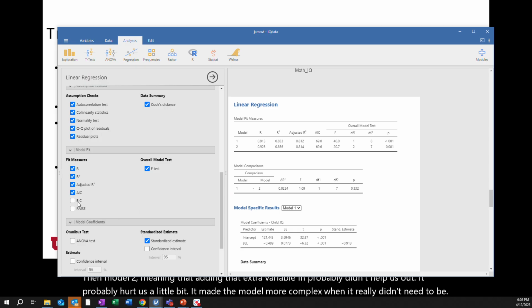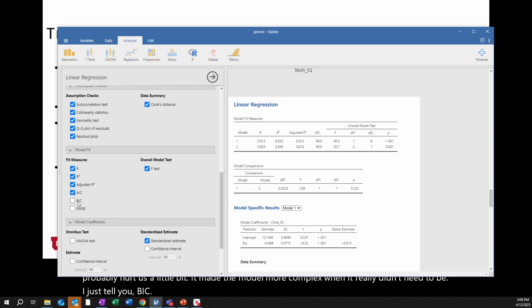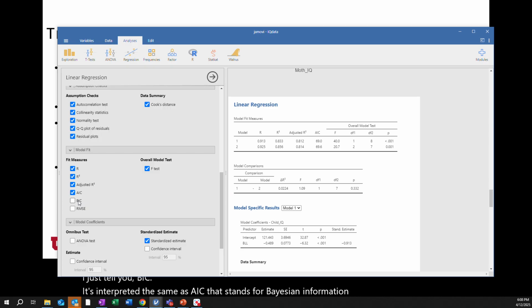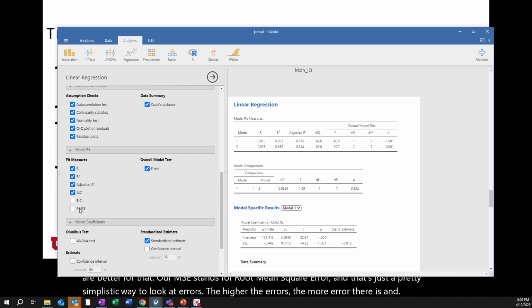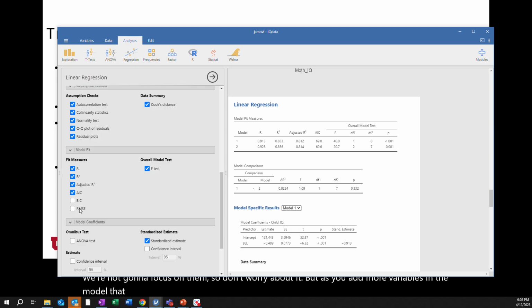I'll just tell you, BIC is interpreted the same as AIC. That stands for Bayesian Information Criterion. Lower values are better for that. RMSE stands for root mean square error, and that's a pretty simplistic way to look at errors. The higher the errors, the more error there is, and we're not going to focus on them, so don't worry about it. But as you add more variables to the model, that root mean square error is going to go down.